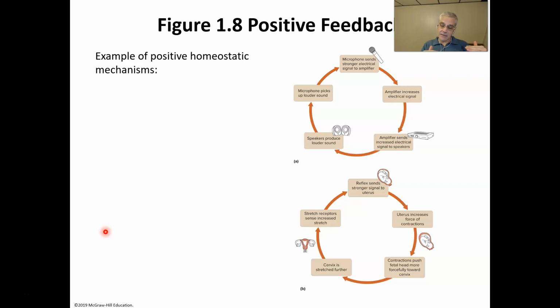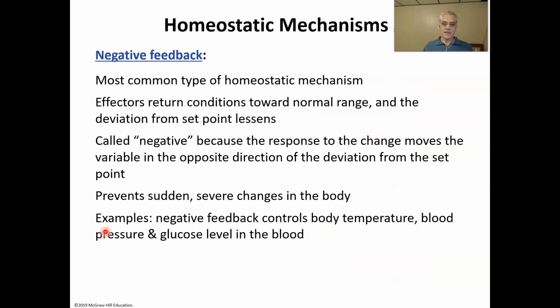Whereas a negative feedback loop, there is no particular end point. There is simply the set level. As you can imagine, positive feedback loops are less common in the body than negative feedback loops. Negative feedback, there you go, most common form of homeostatic mechanisms. And they're called negative because the response to the change moves the variable in the opposite direction of the deviation from the set point.